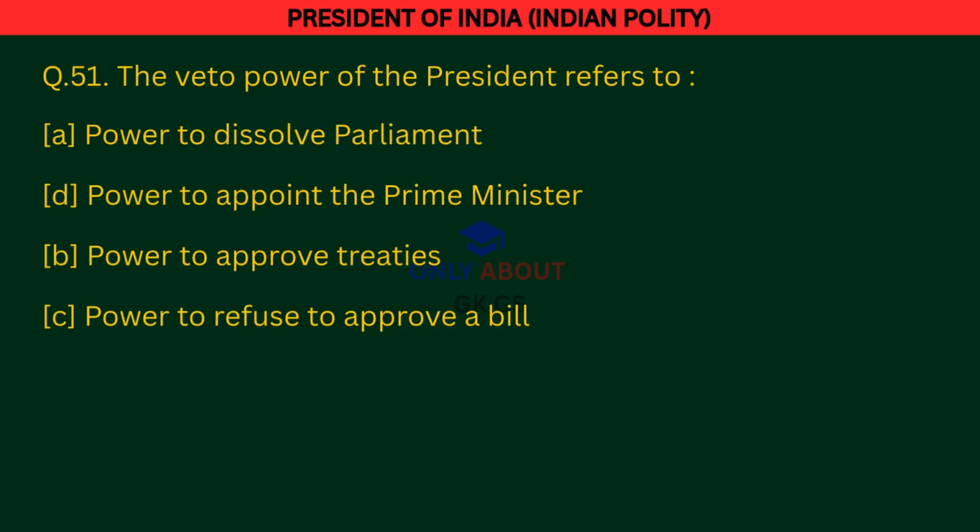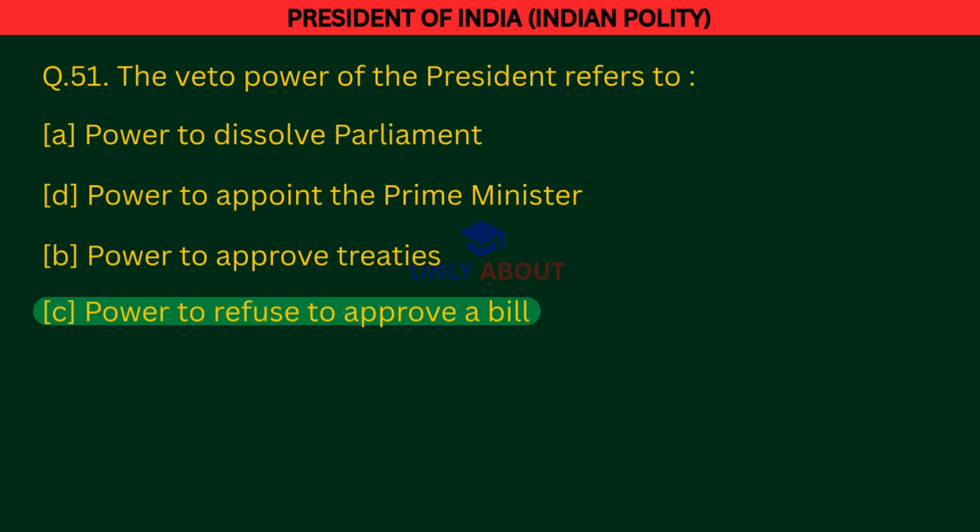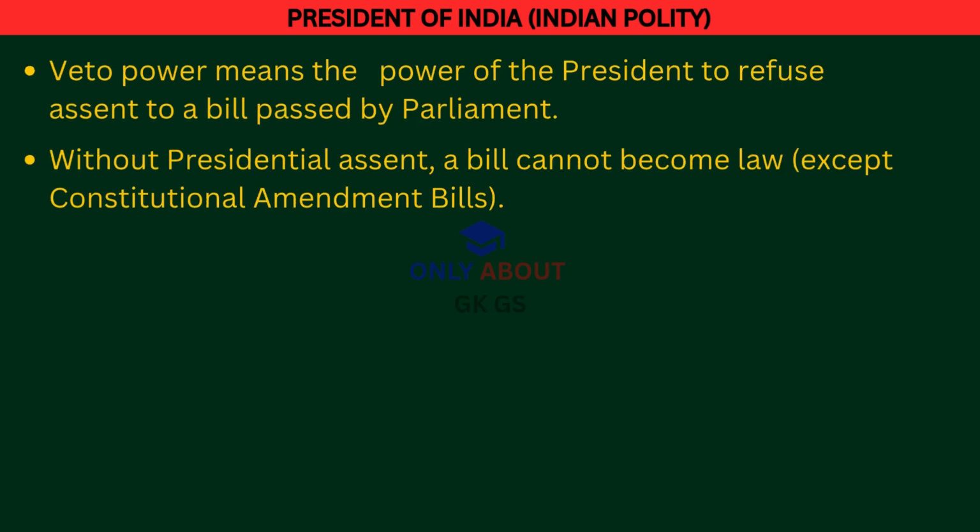Next question. The veto power of the President refers to... Correct answer: power to refuse to approve a bill. Veto power means the power of the President to refuse assent to a bill passed by Parliament. Without presidential assent, a bill cannot become law.